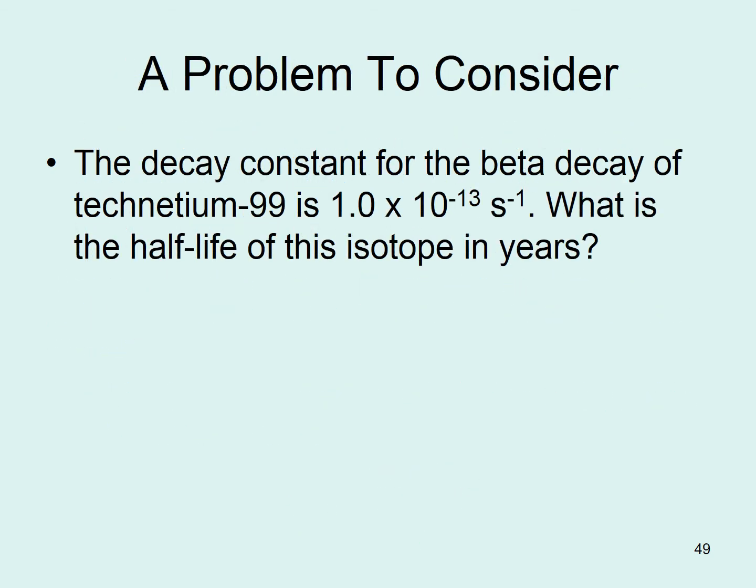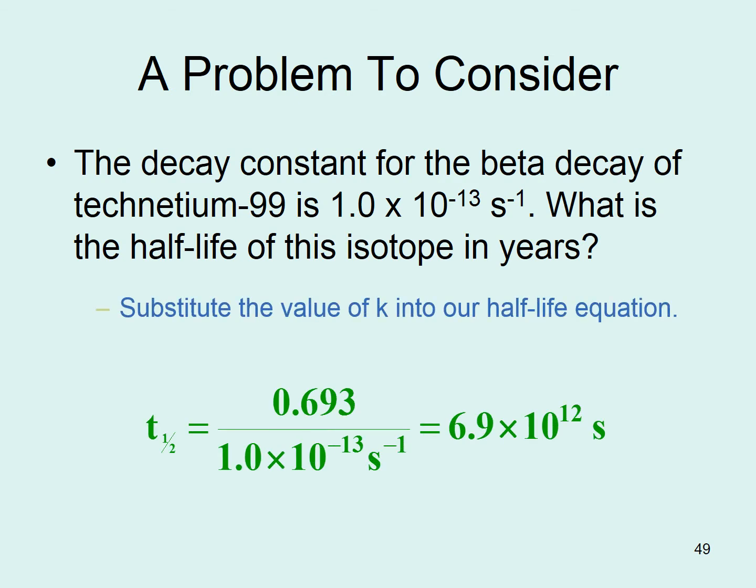So let's just do a quick example. The decay constant for the beta decay of technetium is 1 × 10⁻¹³ inverse seconds. What is the half-life of this isotope in years? So first, we know that T1/2 is 0.693 divided by 1 × 10⁻¹³ inverse seconds. So that gives you 6.9 × 10¹² seconds. That's how long the half-life is in seconds.